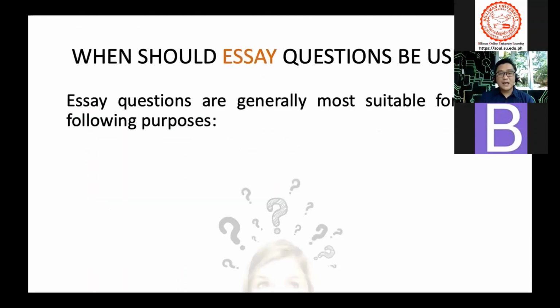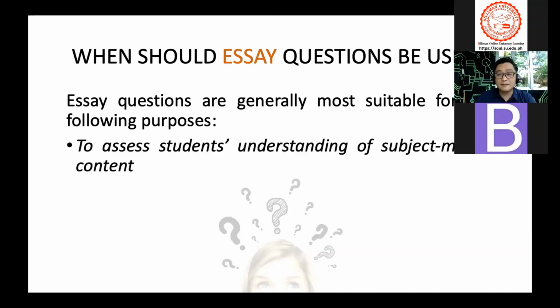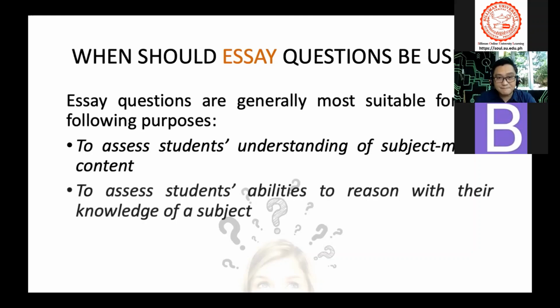Okay, so when should essay questions be used? That is a very important question to ask. In order for assessment of student learning to accurately represent the degree to which a student has achieved an intended learning outcome, it is essential that the kind of test question used be suitable for testing the intended learning outcome. And so essay questions are generally most suitable for the following purposes. Number one, to assess students' understanding of subject matter content. And number two, to assess students' abilities to reason with their knowledge of a particular subject.